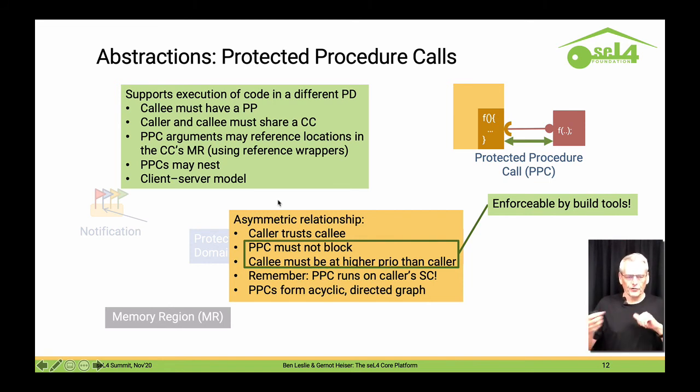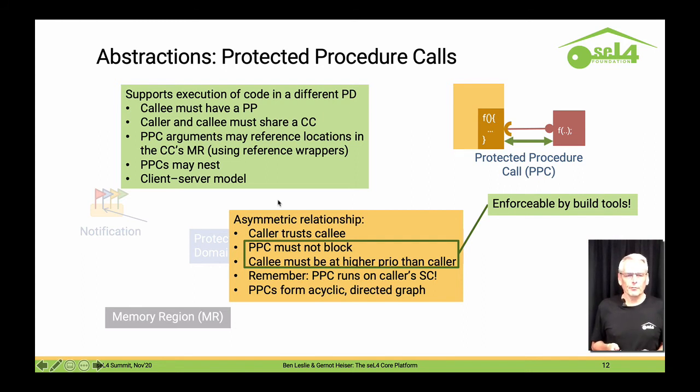Also, for sanity of the whole system, given that this is all event triggered and the functions execute relatively atomically, a core condition is that a protected procedure must not block. Again, this should be enforced by build tools, may not be in the initial version. Okay, those are the main abstractions.